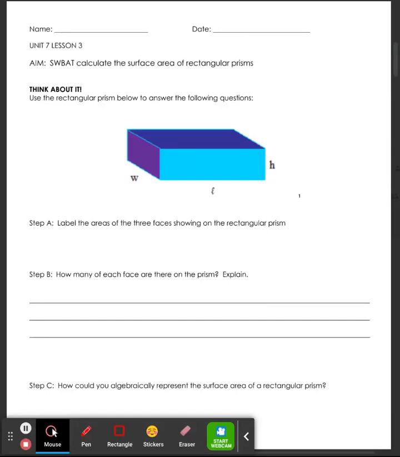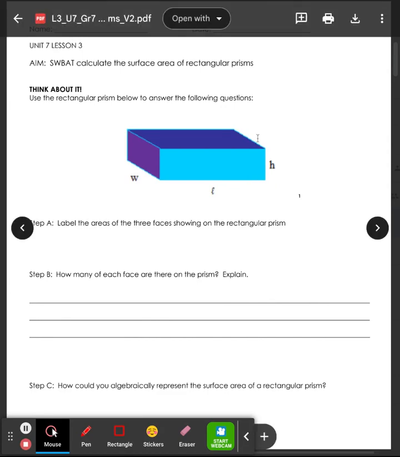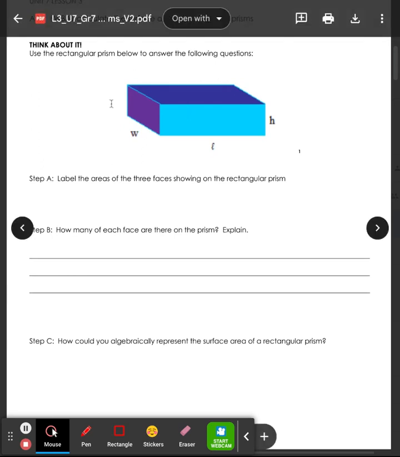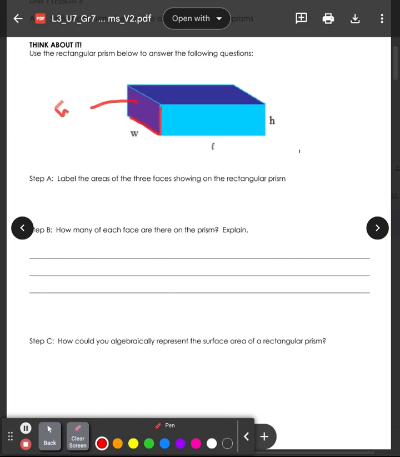Awesome. Hey kiddos, in this video we're going to go over how to calculate the surface area of a rectangular prism. So we see the following and we are told to label the areas of the three faces showing on the rectangular prism. So we want to label the following. So the area of this face here would be the width, which we see, times the height. So this would be equal to width times height.